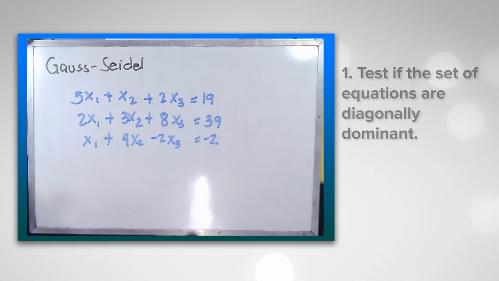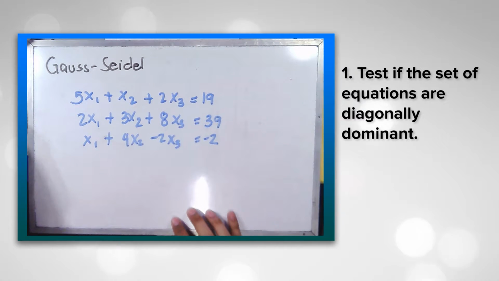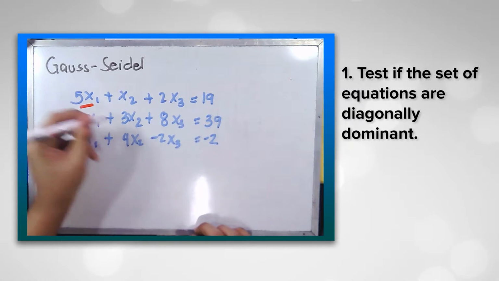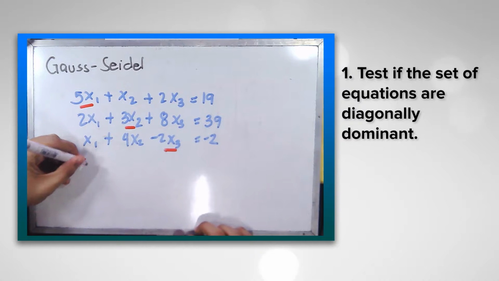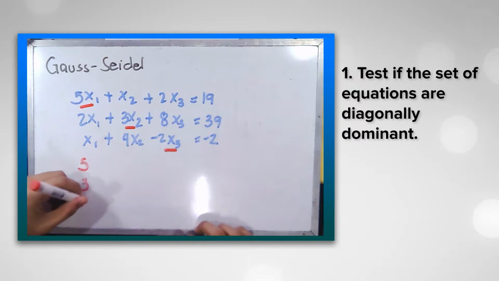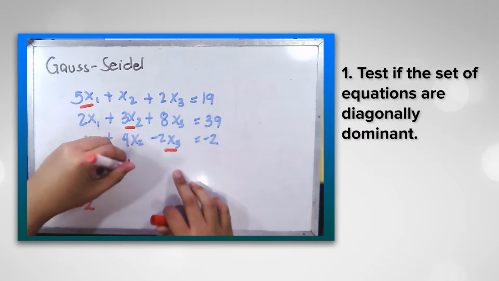Our first step is to test if the set of equations are diagonally dominant, or we could also call it the double D test. The absolute value of the diagonals should be greater than or equal to the sum of the absolute values of the rest. So the diagonal values are 5, 3, and negative 2. So let's try this one.